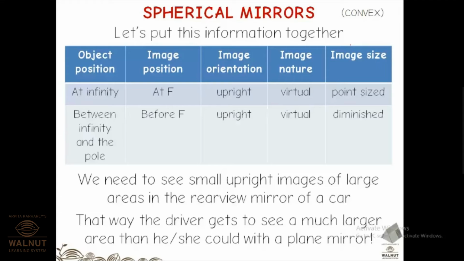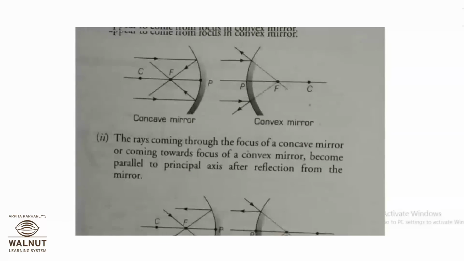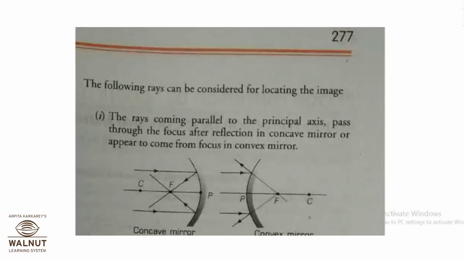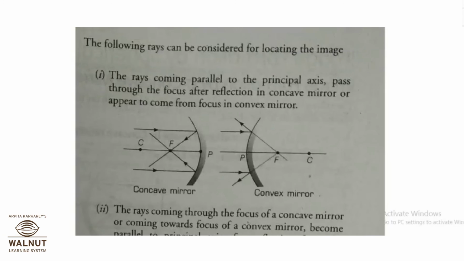If you have the all-in-one book, this lesson is very nicely summarized in it. What we discussed in the first part in the PPT is given in a comparative form over here. We have studied the convex mirror. We will just go through it once so that the concept we have done today is clear at your end. So the following rays can be considered for locating the image.